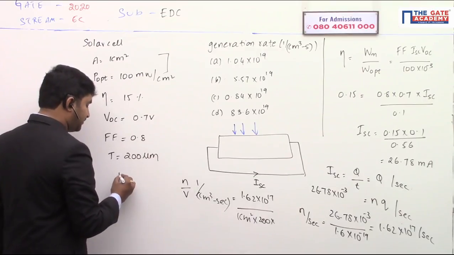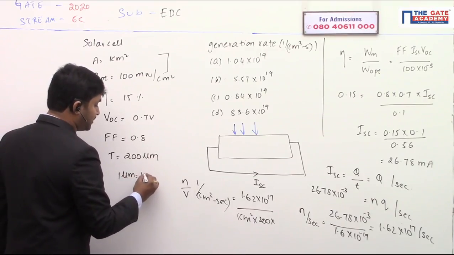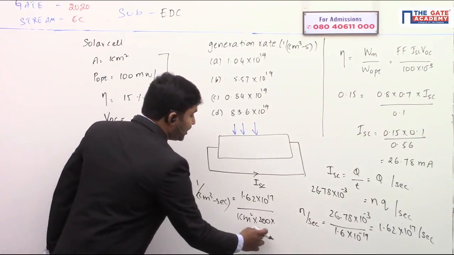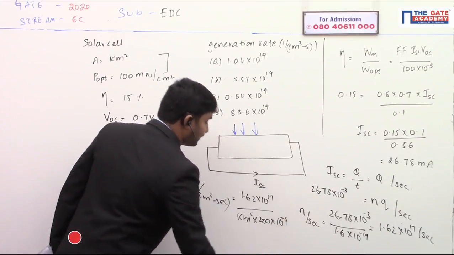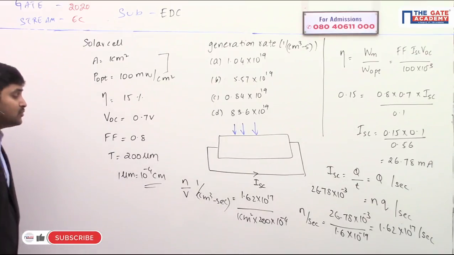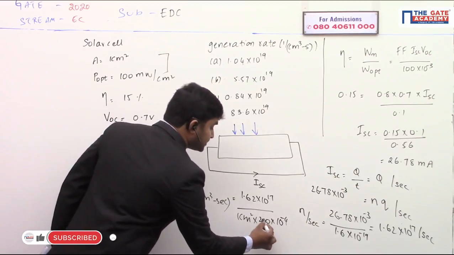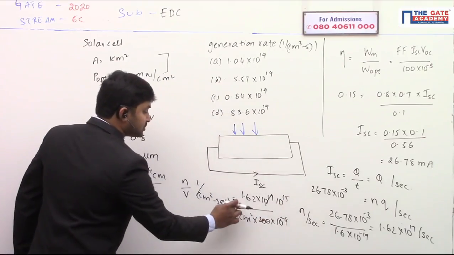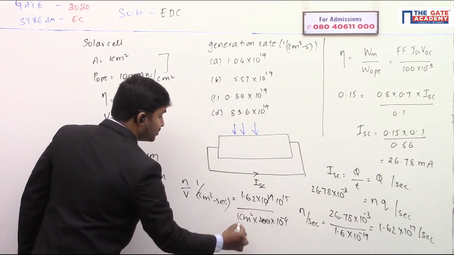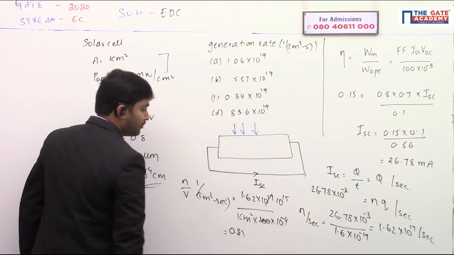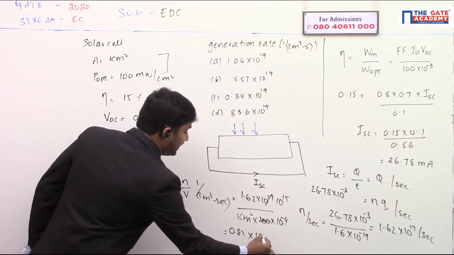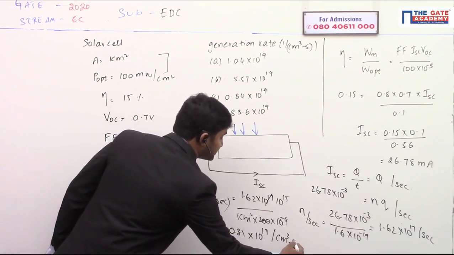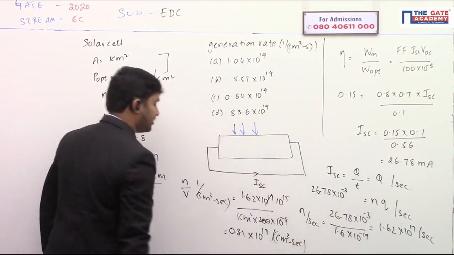In terms of centimeter, 1 micrometer is equal to 10 power minus 4 centimeters. So let me substitute that: 200 into 10 power minus 4. You can cancel out zeros, 10 power 15 here, so it becomes 10 power 19 over here. So 1.62 divided by 2 becomes 0.81. 0.81 into 10 power 19 is what we have per centimeter cube per second.